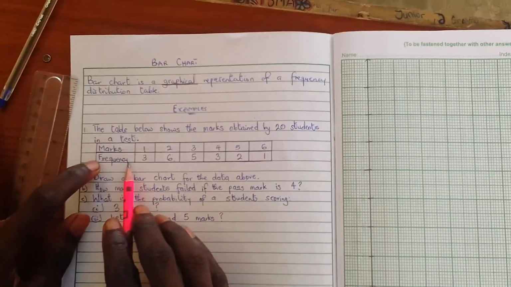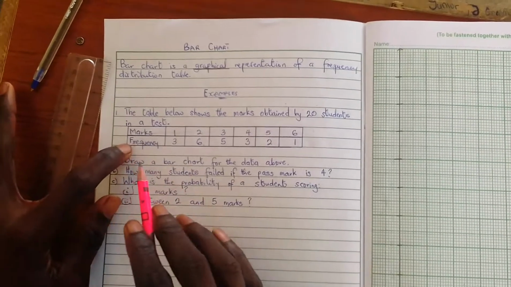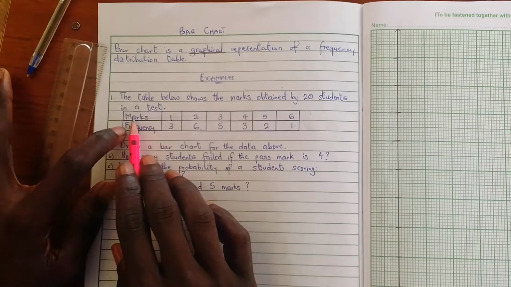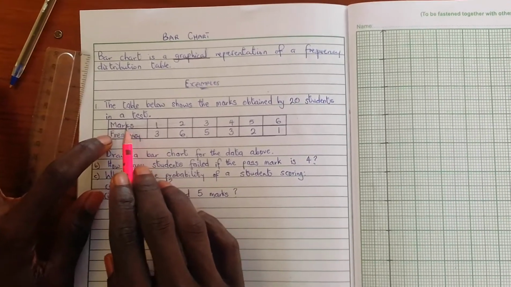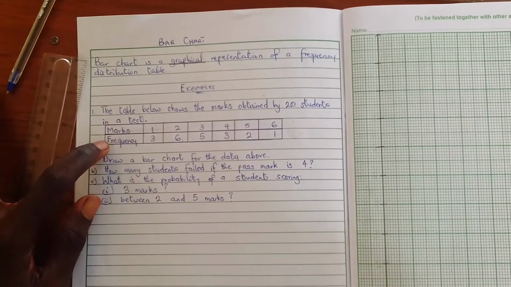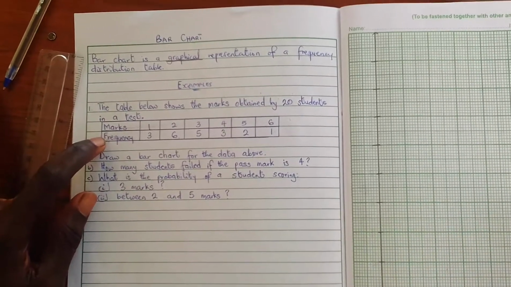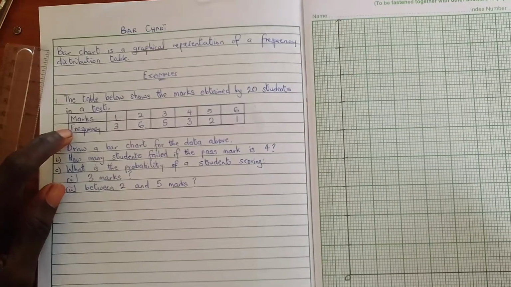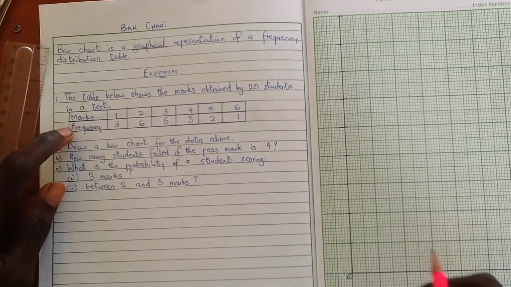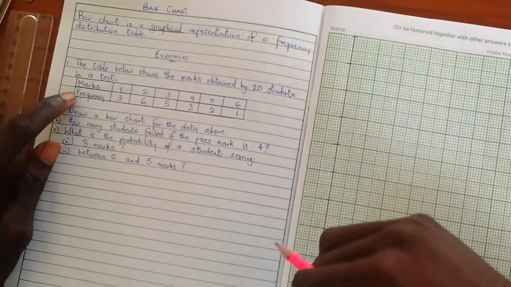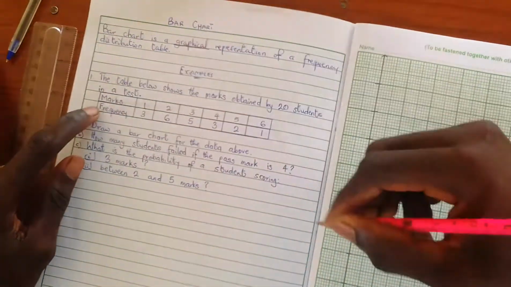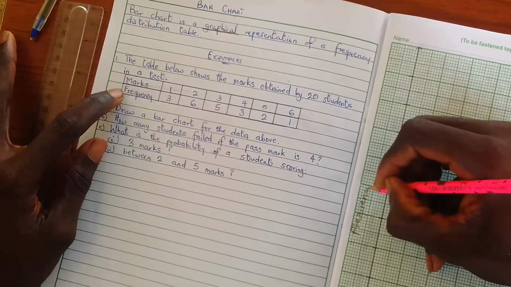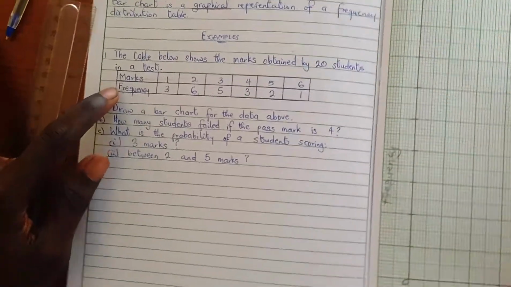Remember, the frequency means the number of individuals. So the marks are recorded on the horizontal axis. The horizontal axis takes the marks, and the vertical axis takes the frequency. So we have to write it down nicely.